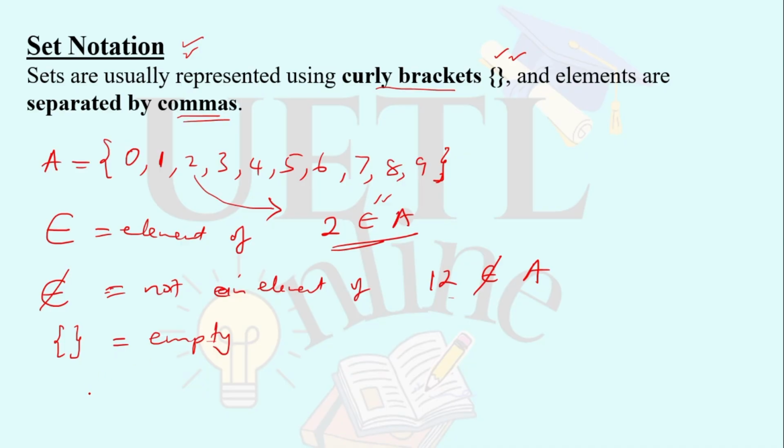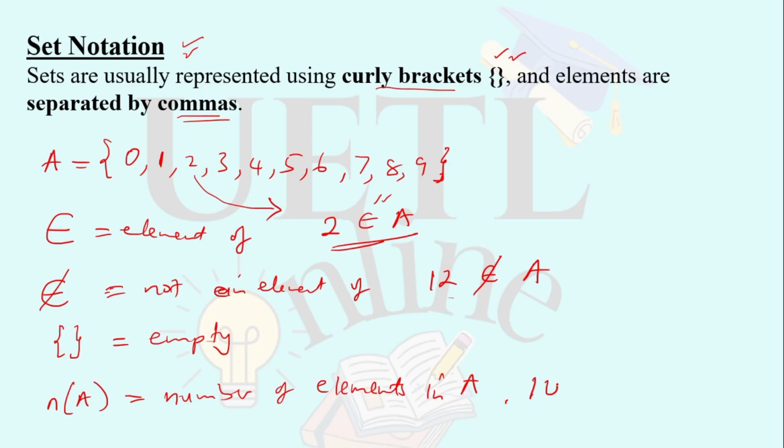And the other thing is if you are given n(A) in brackets, this means the number of elements in A. You're going to count the number of elements in set A. In this case, you count 1, 2, 3, 4, 5, 6, and you find that this set has 10 elements.